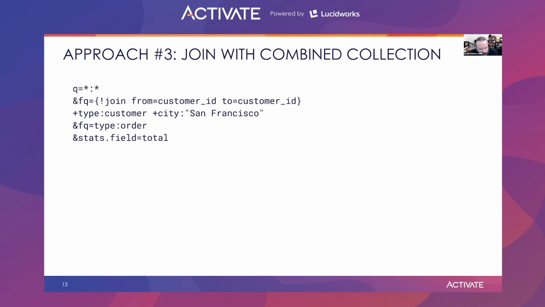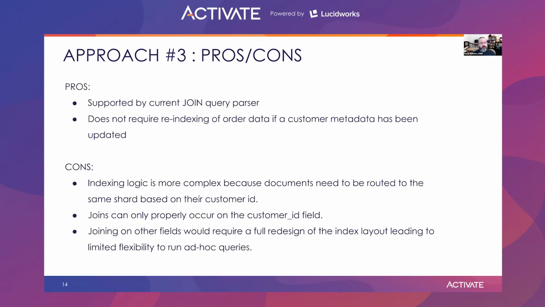So another approach that we came up with was to co-locate the customer documents in the same index as the order documents. One of the pros is that this is supported by the current join query parser, and it does not require any re-indexing of the data because the metadata hasn't been denormalized. But one of the drawbacks is that the indexing logic is a bit more complicated because the documents need to be routed to the same shard based on their customer ID, because you can only join to documents that are in the same shard.